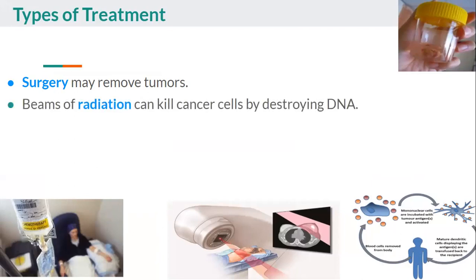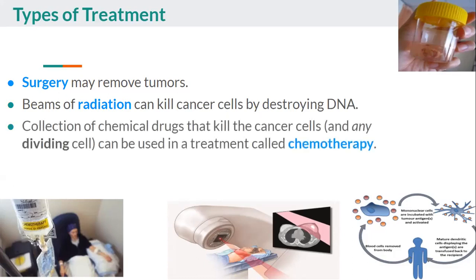Radiation would be just energy waves focusing on a particular area, and it's going to focus on killing those cells by basically shredding up the DNA. Because if the DNA is destroyed and all shredded up, then those cells can't make more of themselves. There's chemotherapy, which is just a collection of chemicals and drugs that will kill not just the cancer cells, they'll actually kill any cells that are dividing very quickly.